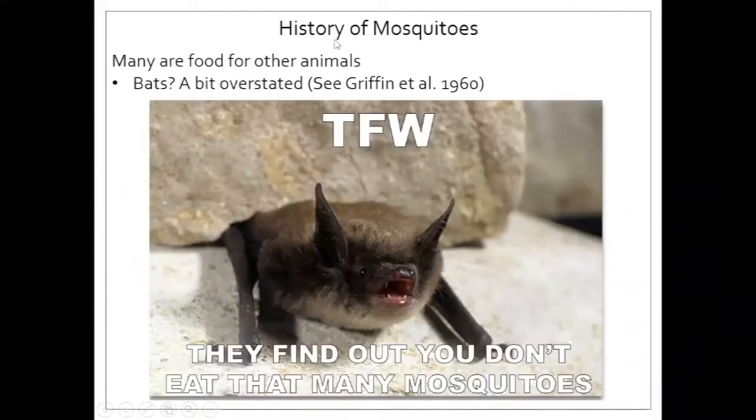When it comes to food for animals, a lot of times people like to bring up bats. The statement of bats is a little bit overstated. This particular study put together by Griffin in 1960 is a little bit flawed. What they did is they starved the bats, and then they put them in a room where the bats only had access to mosquitoes. And then they only let the bats eat for a very short period of time. And then they took that and they extrapolated it across an entire night. So a lot of people kind of laugh at it as almost like a junk study.